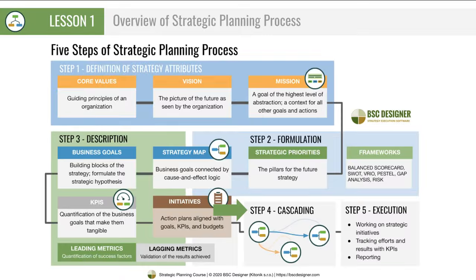Step 4, cascading. In the previous step, we described the strategy. Can we now share it with our team? Not yet. While the most important themes were defined, it's not yet ready for execution. The high-level strategy won't make a lot of sense for lower levels of your organization. We need to understand how the different business units of our organization will contribute to executing this strategy.